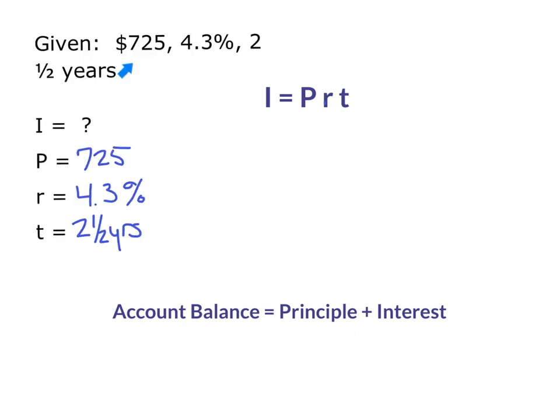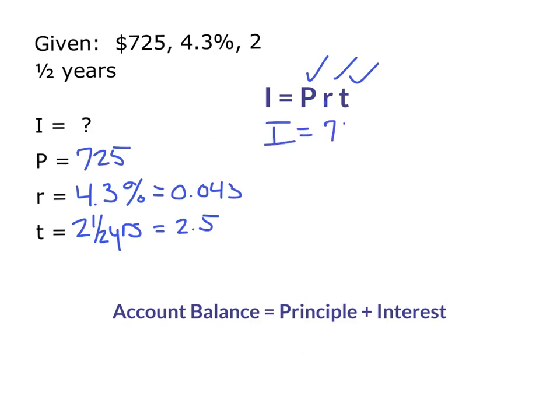All right, let's look at the next problem. We have a principal of $725 at a 4.3% interest rate for 2.5 years. So the first thing we need to do is change that rate from a percent to a decimal. So this would become 0.043. And we also need to change the time from 2.5 years to a decimal. So we know a half a year is 0.5, so 2.5 would be my term. Now I have P, I have R, I have T. I can calculate my interest.